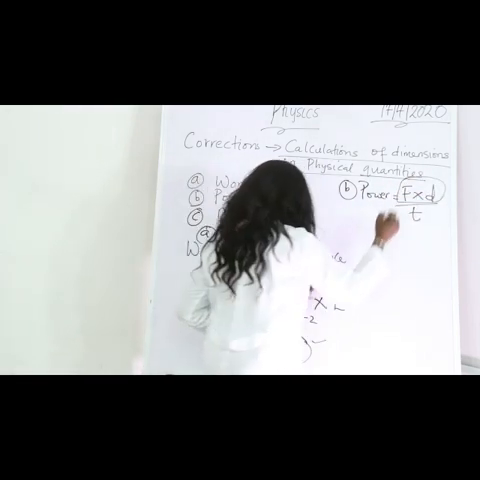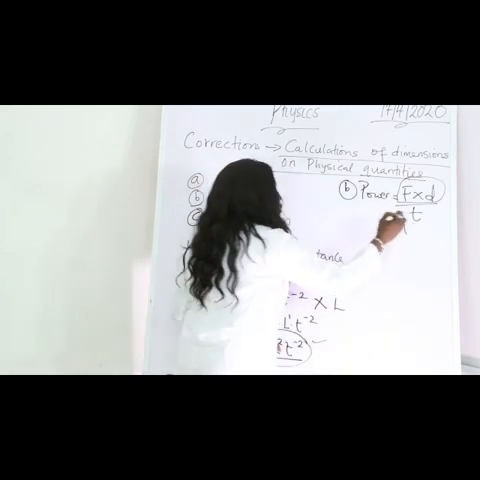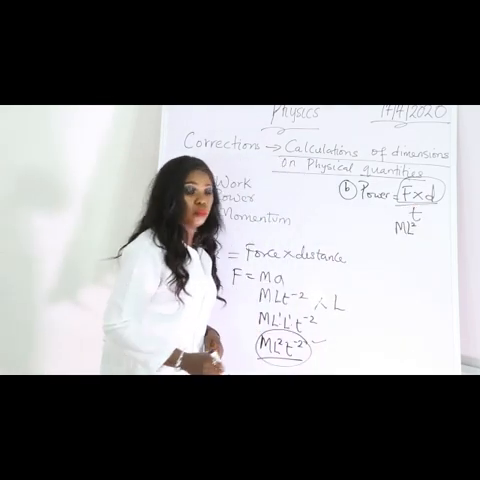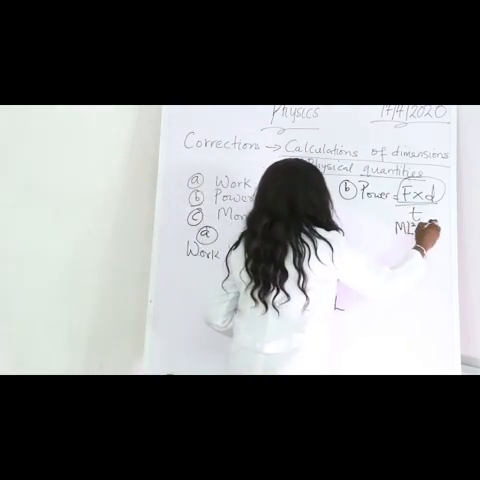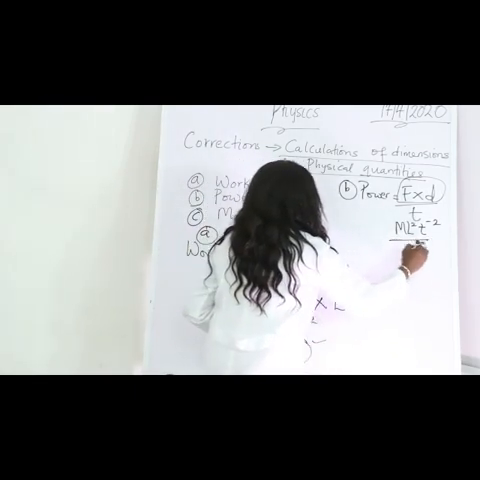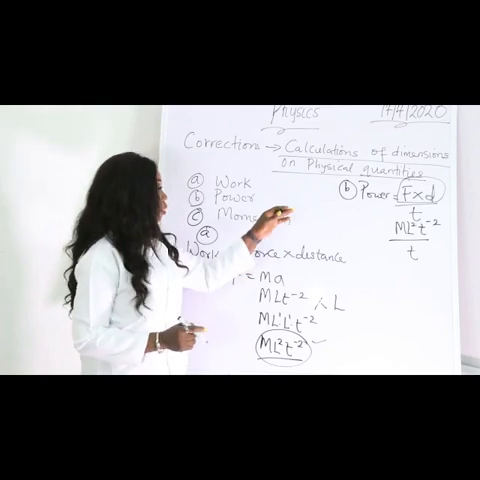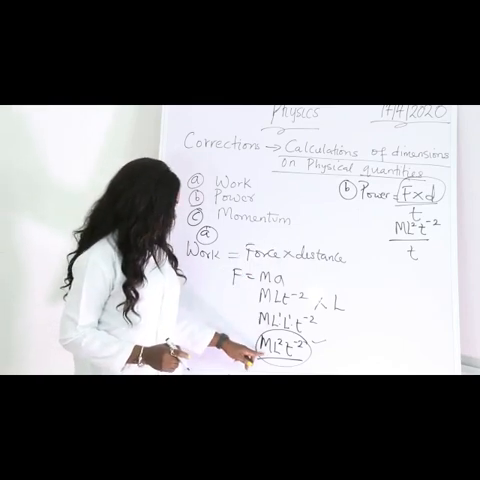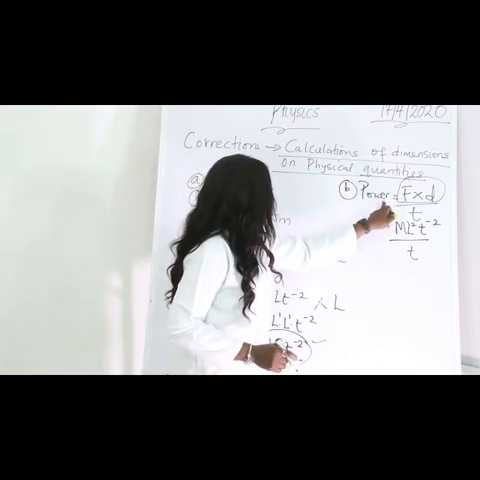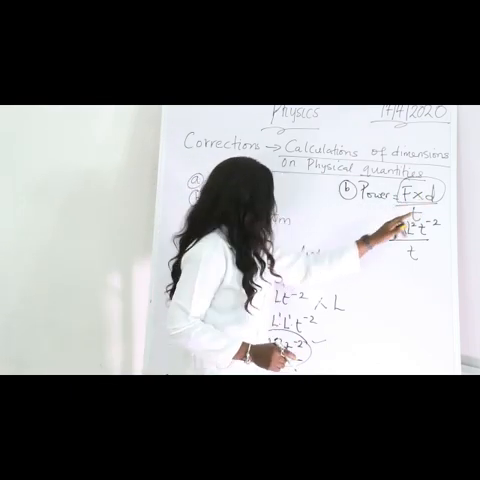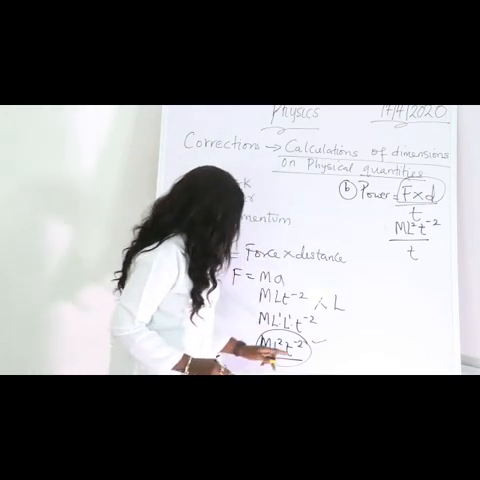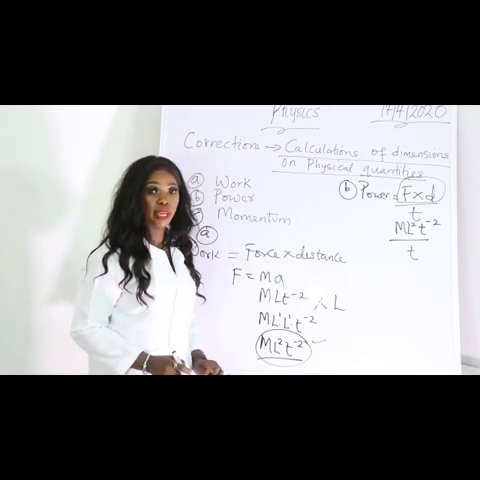So we'll be replacing M, L raised to the power of 2, and T raised to the power of minus 2, all over T. All we did here was picking up this person because it has a link with this. Since power is equal to force times distance, all we needed to do was to replace force times distance with this substitution being done here.